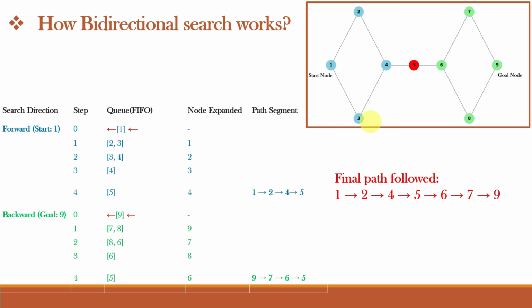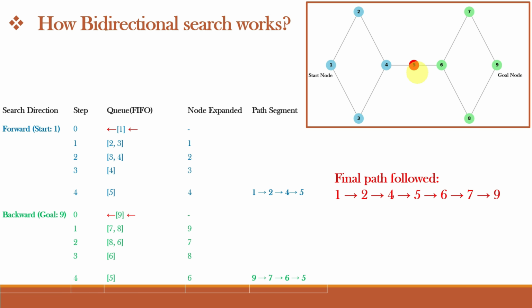Now the question comes to mind, why are node 3 and node 8 skipped? See, even though the algorithm visited nodes 3 and 8, they are not in the final path. This is because BFS always looks for the shortest connection. Since node 4 was already reached via node 2 and node 6 was already reached via node 7, nodes 3 and 8 became dead ends for the shortest path.